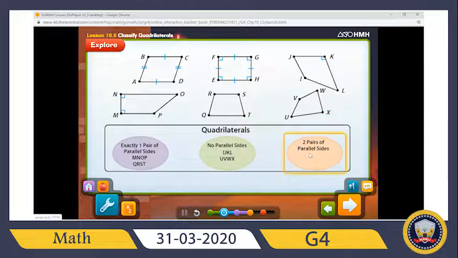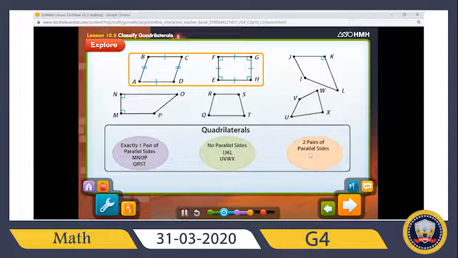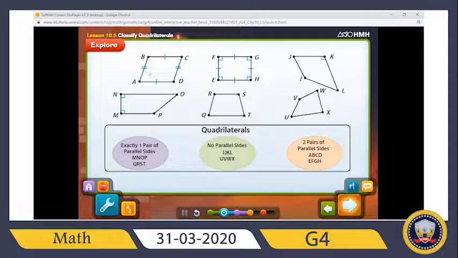What about two pairs of parallel sides? I can see these parallel sides and these parallel sides. They are parallel to each other. And also line segment BC and line segment AD are parallel, and line segment CD and line segment AB are also parallel to each other. So I can write quadrilateral ABCD and quadrilateral EFHG. I can say they have two pairs of parallel sides.